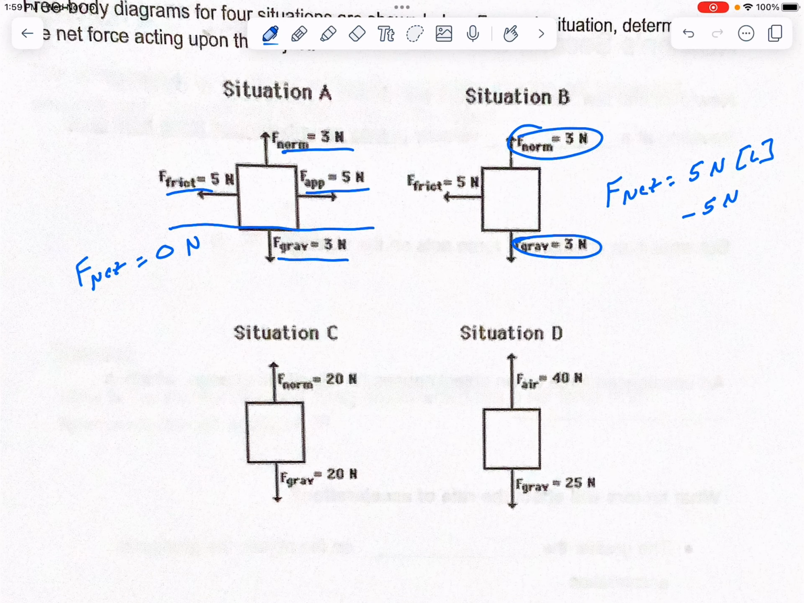Situation C, I have 20 going down, 20 of gravitational, I have 20 going up in normal. So this is balanced out, so my F net is going to be 0 newtons.